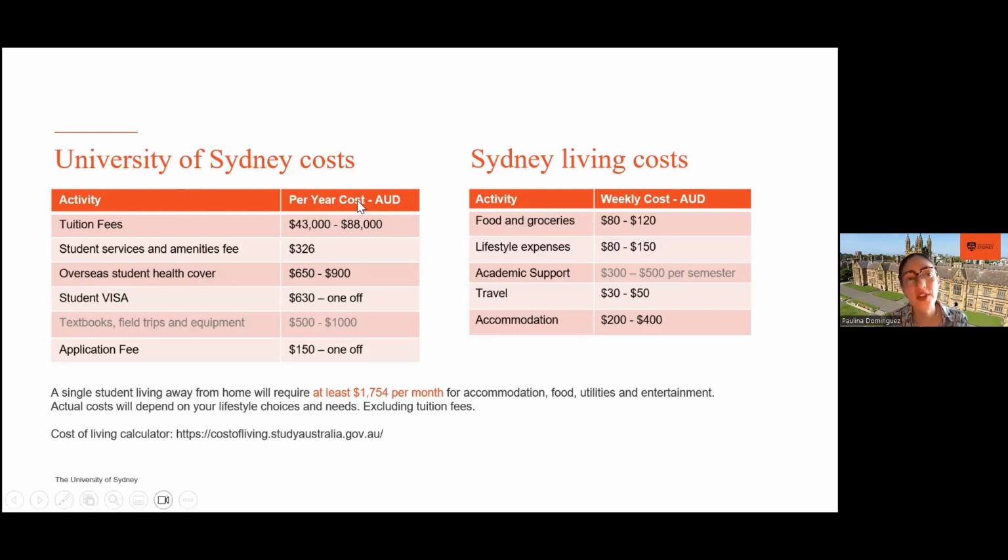So in terms of University of Sydney costs, you will need to pay tuition fees. I know you're seeing $88,000 here and you will think, what the hell, that's very expensive. Don't worry, that's only for medicine. Our doctor of medicine, our doctor of veterinary medicine, and our doctor of dental medicine.